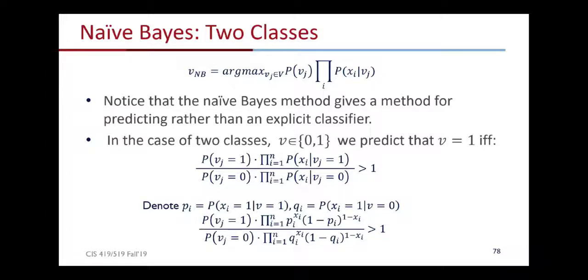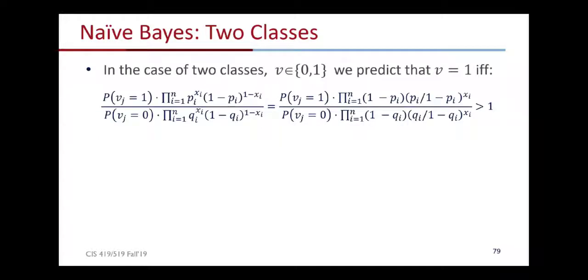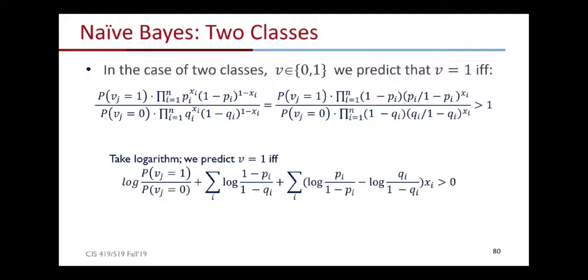So I can write it this way. I'm just copying it here, and what I'm doing on the right side is dividing everything by 1 minus pi to the xi or 1 minus qi to the xi. So instead of writing it this way, I can write pi over 1 minus pi to the xi, where 1 minus pi is here outside. So far I've done nothing. I can take the log of this.